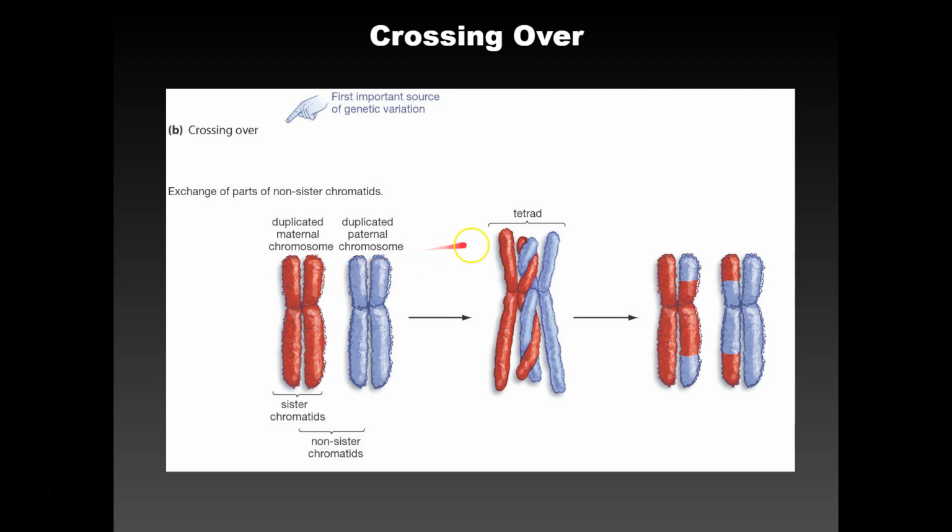Then during prophase 1, they get together and form this tetrad, and they undergo crossing over, wherein some of the genes from the blue one attach to some of the genes from the red one, and some of the genes from the red one jump onto some of the genes from the blue one. It's incredible. This is your genetic information switching places. It's absolutely fantastic.